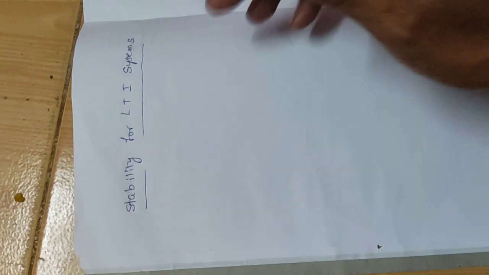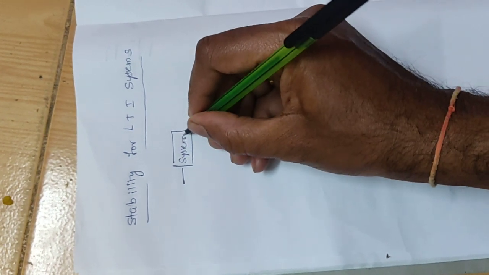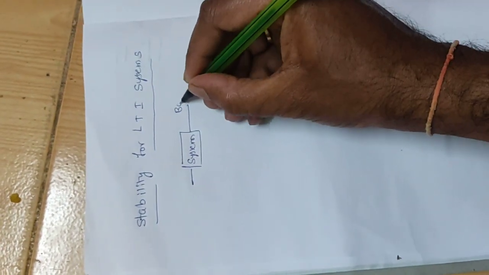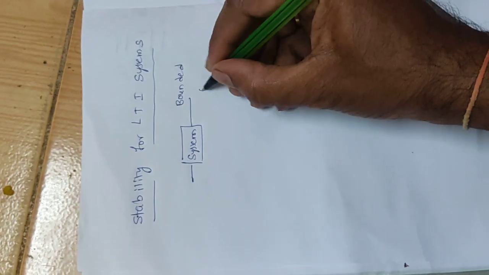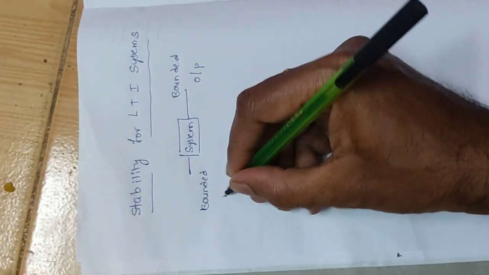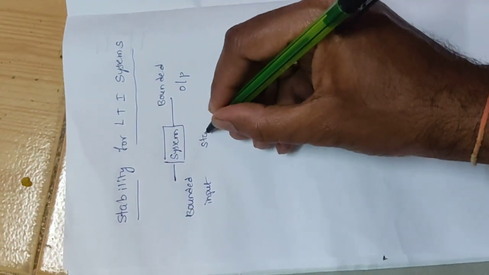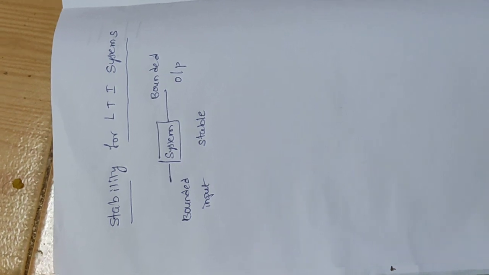Okay, a system is said to be stable if it produces a bounded output for a bounded input. With this we already know that if a system produces a bounded output for a bounded input, then the system is said to be stable. I already told you what a bounded output and bounded input are in the previous class.